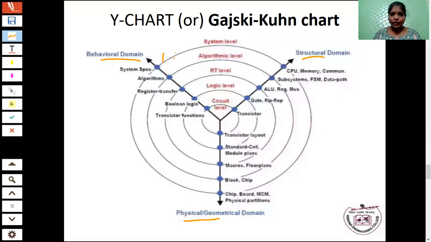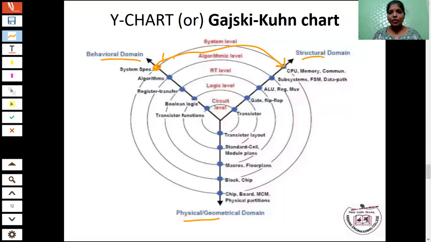Already I told you, in the system level, in the behavioral domain we are representing a specification of the system. From the behavioral domain we are going to the structural domain. Initially, where will we start? We are going to start from the behavioral domain. If you want to design any system, first we are going to start from the behavioral domain. In the behavioral domain, what is the first level? That is the system level. So in the system level, first we are going to collect the specification of the system.